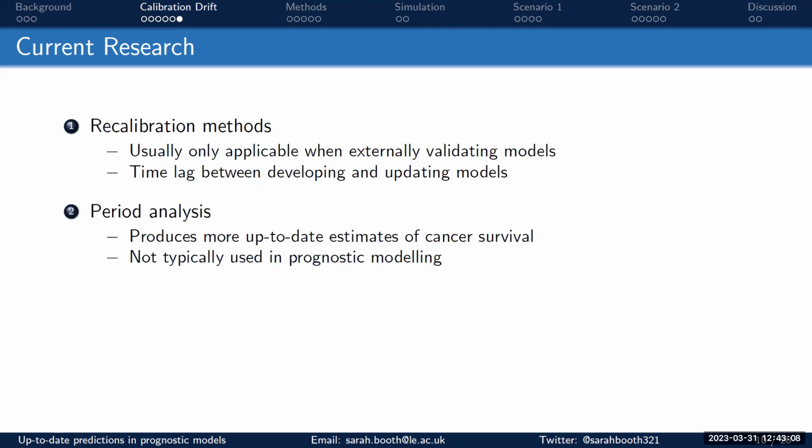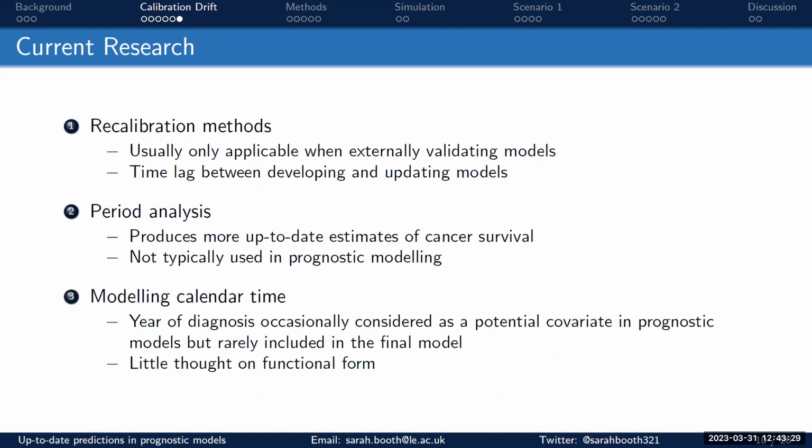There's also period analysis, which is used quite commonly in cancer registry survival analysis type studies. And this has been shown to produce more up-to-date estimates of cancer survival for more recently diagnosed patients. But it wasn't typically used in prognostic modelling. So this was something that we were keen to explore, to see how that would work.